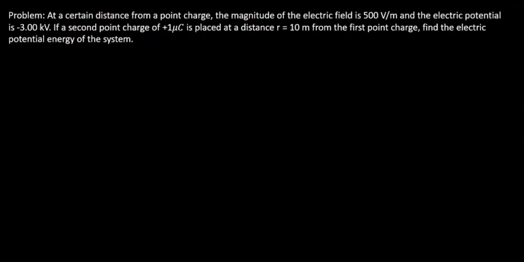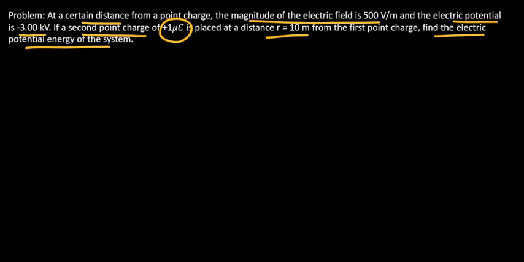Problem 1. At a certain distance from a point charge, the magnitude of the electric field is 500 volts per meter, and the electric potential that charge creates at that distance is minus 3000 volts. If a second point charge of 1 microcoulomb, a positive charge, is placed at a distance r equals 10 meters from the first point charge, find the electric potential energy of the system.